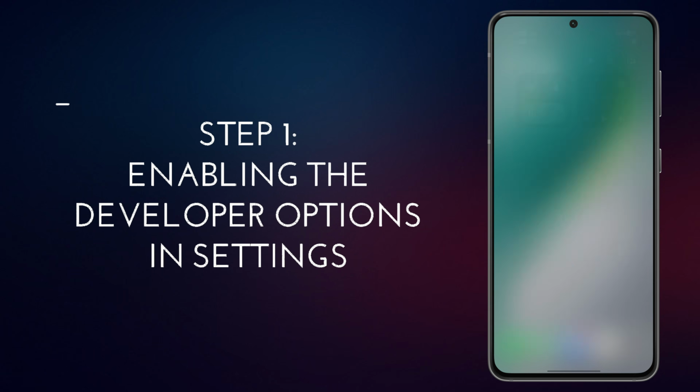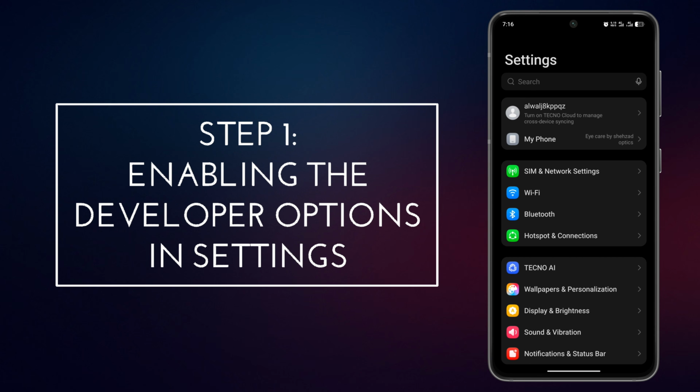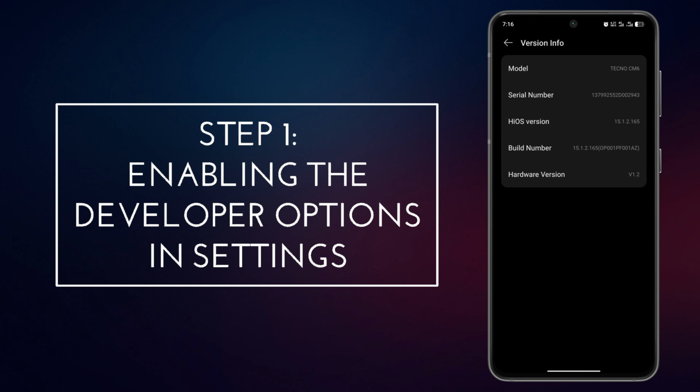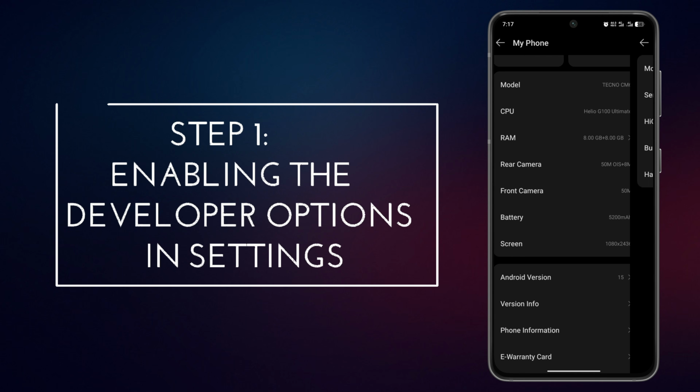Firstly, you will go to settings. Then you will go to About Phone, then you will go to Version Information. Here you will see an option called Build Number. You will tap on it 7 times and it will enable the developer options setting in your settings application.